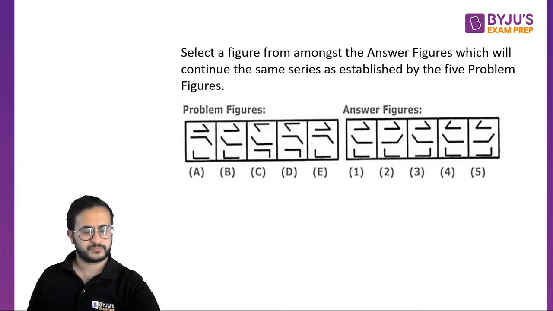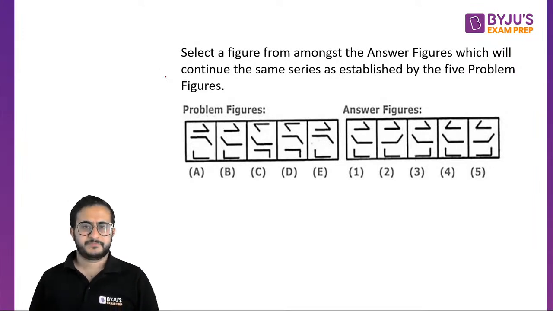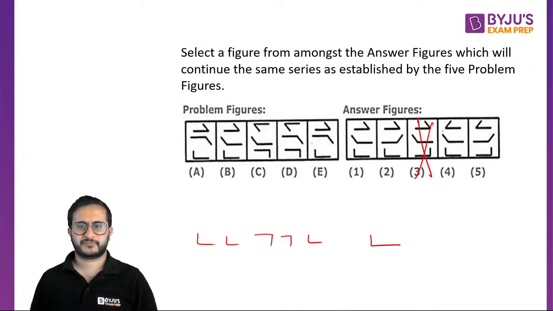So let us see this. If you see the bottom one, it is going like this, then opposite, then like this. So this should be like this. Okay, so this part is done. So you can eliminate these two options. 3 and 5 are not possible. Now this part is like this, and then this, then this, then this. So it should be like this again. That eliminates option 2 also, and so 1 and 4 are left.